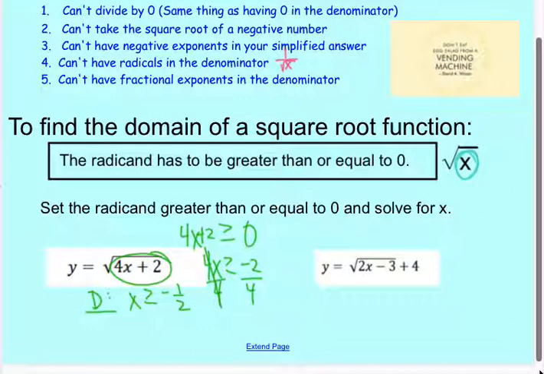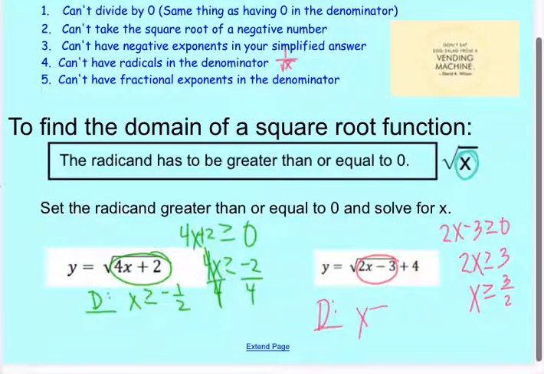If I go ahead and take a look at the other one, to find the domain, I'm going to do the same thing. What's underneath the square root sign, the radicand? So it's 2x minus 3 is greater than or equal to 0. Add 3. So x is greater than or equal to, I divide both sides by 2, 3 over 2, or 1.5. So my domain in this situation is x is greater than or equal to 3 over 2. So that's how you're going to find the domain of a square root function.